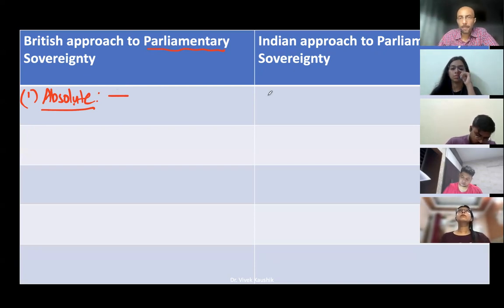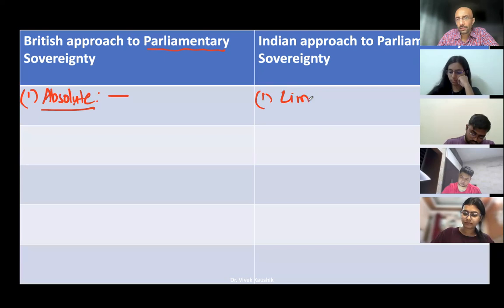This side, right? Limited sovereignty. So the Indian Parliament is not absolutely sovereign. So here, put a dash, right? Indian Parliament is not absolutely sovereign, and there is supremacy of constitution.